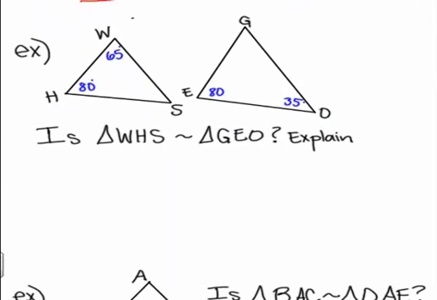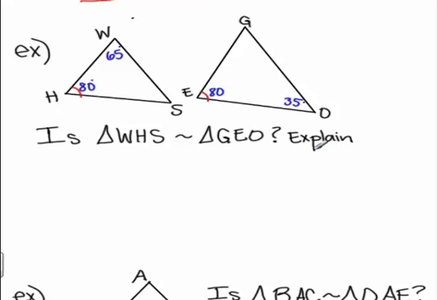We've seen examples before where two triangles are drawn separately of each other. So let's start with this example. Question: is triangle WHS similar to triangle GEO? If so, we've got to explain. So let's see what we have. Right now I see that angle H is congruent to angle E in the other triangle, which is good. Then I've got 65 and over here I have 35, so I don't see anything else.